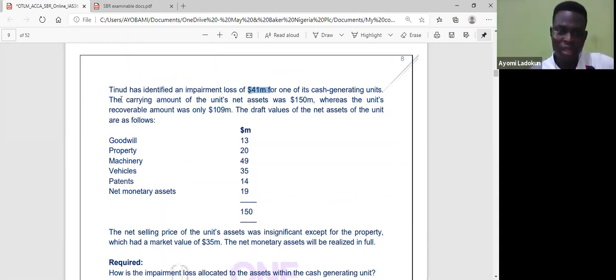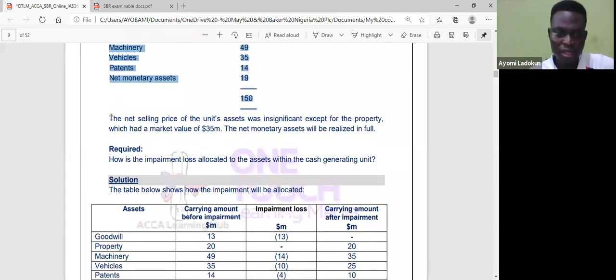So it said the carrying amount of the unit's net assets is 150, whereas the unit's recoverable amount was 109. So we're given this carrying amount. It then said the net selling price of the unit's assets was insignificant, except for property, which had a market value of 35. The net monetary assets will be realized in full. The requirement: how is the impairment loss allocated to the assets within the cash generating unit?